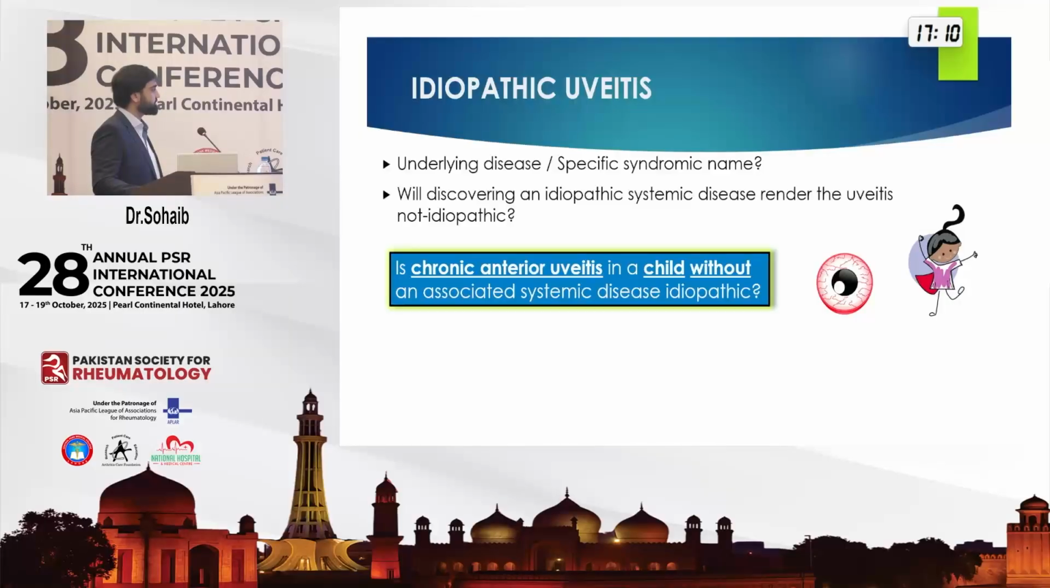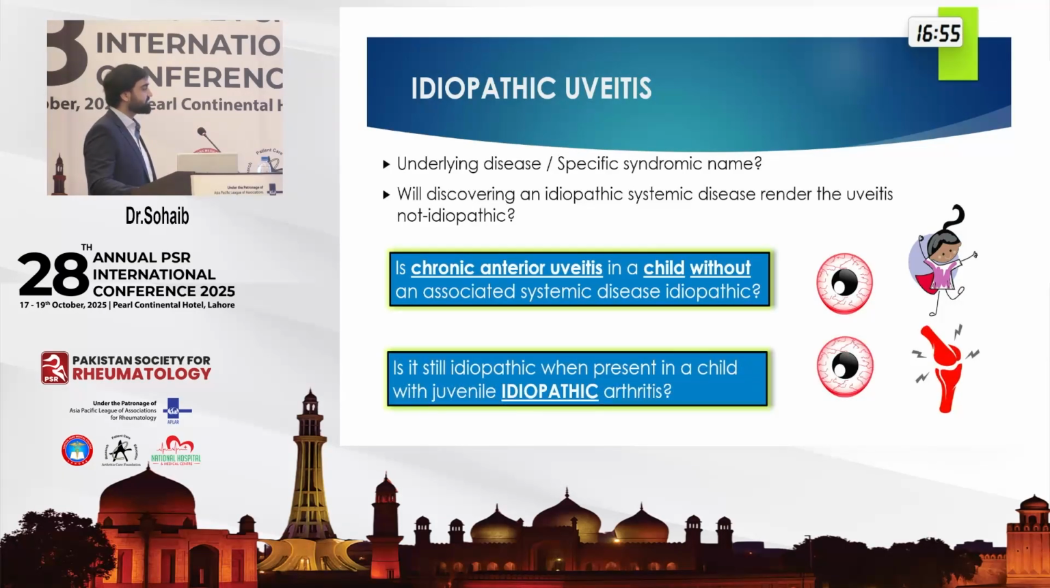For example, if there is a child with chronic anterior uveitis, and the child is overall healthy and does not have any associated systemic disease, then we would say that the patient has idiopathic uveitis. But suddenly, we have another child who is ANA positive and diagnosed with juvenile idiopathic arthritis. The ophthalmologist is at rest because we have shared our burden with the rheumatologist, but it still does not change the etiology of the disease. It still stays an idiopathic or undifferentiated disease.